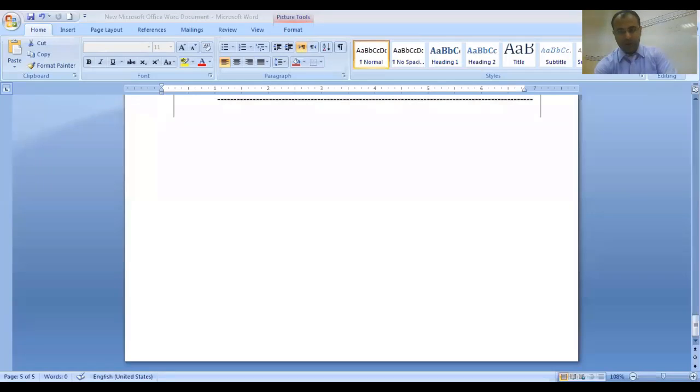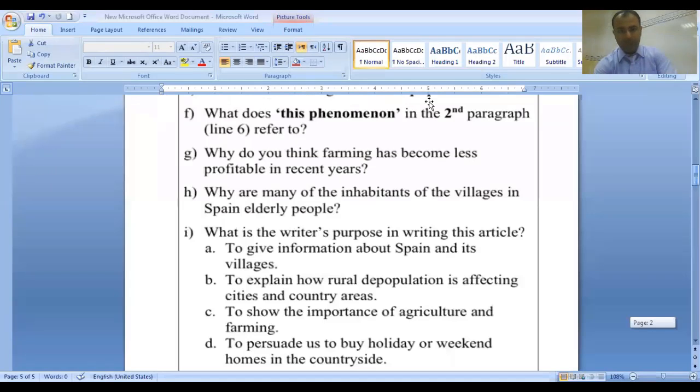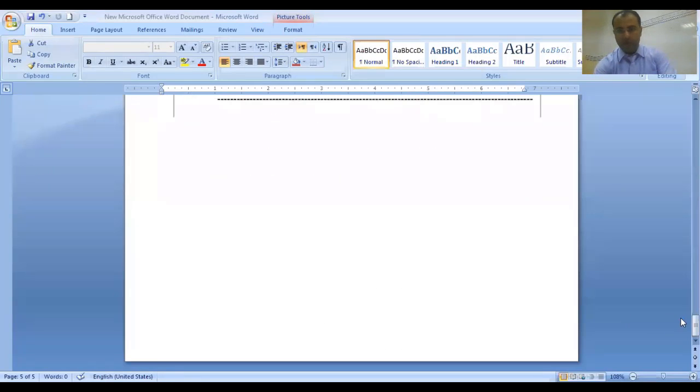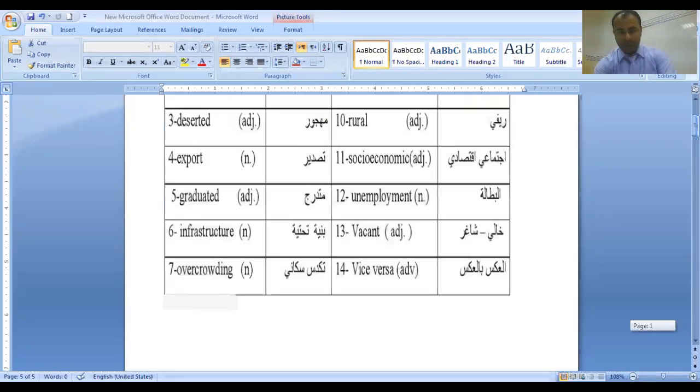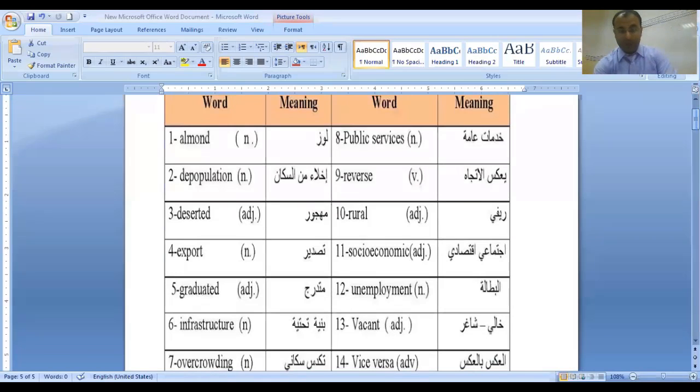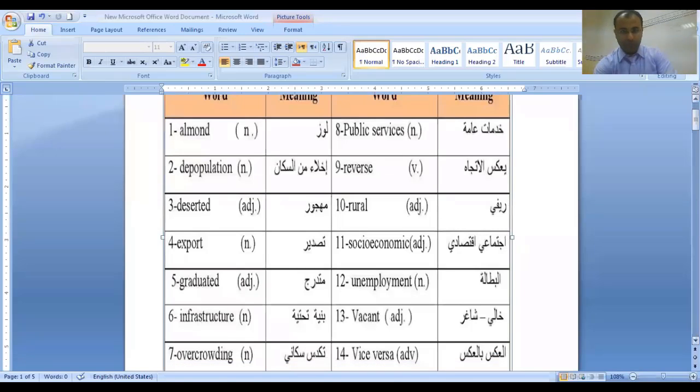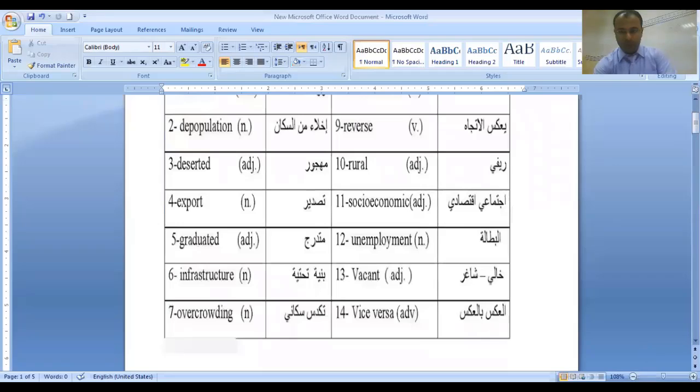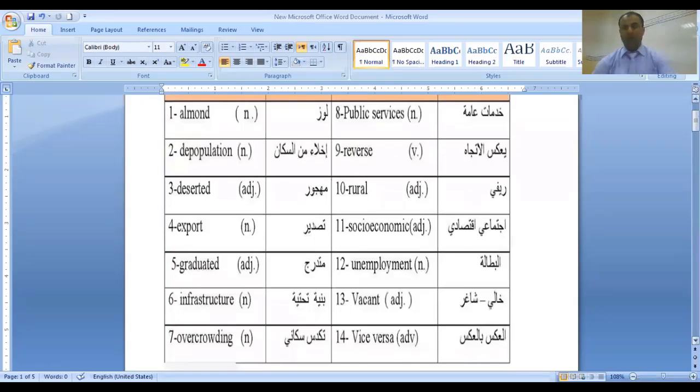Here in this file I put the translation in Arabic, and I hope it can help you. So here is the translation of these new items. I will try to minimize it or make it smaller. Okay. Here we have the new words and their meaning in Arabic.